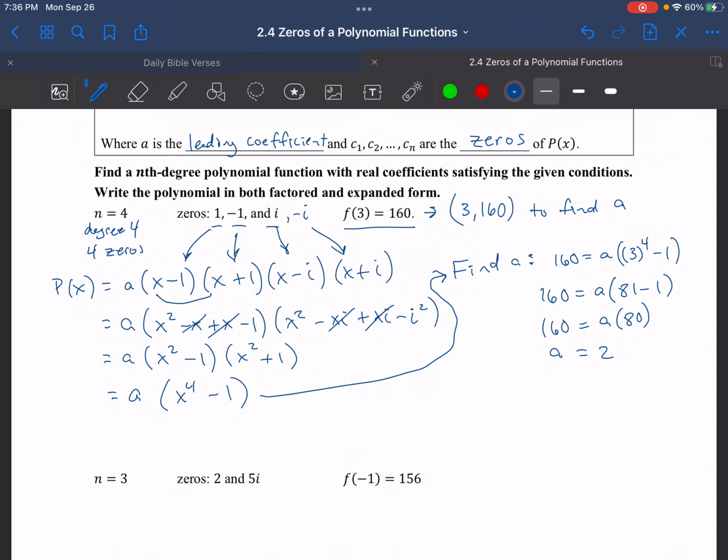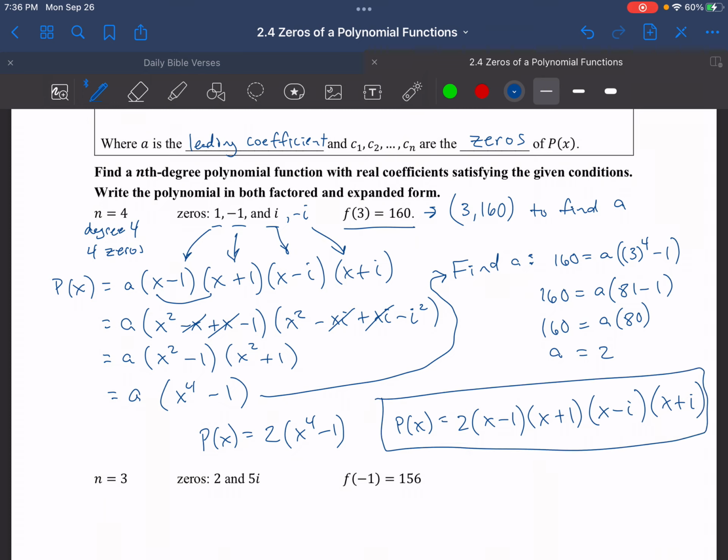A equals 2, and so finally we can write both the factored form and the expanded form. In the expanded form, we can say P of x equals 2 times (x to the 4th minus 1). And for the factored form, P of x equals 2 times (x minus 1) times (x plus 1) times (x minus i) times (x plus i). Just like that, and there are our two answers. And again, if I went too fast or any of that doesn't make sense, just back up the video and try it again.